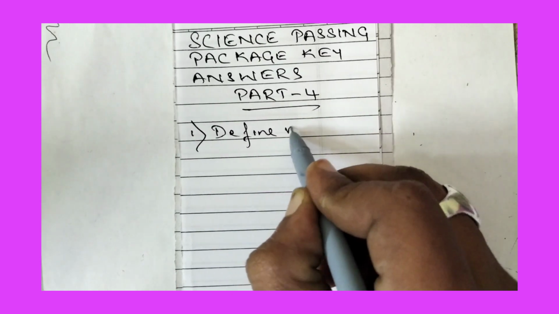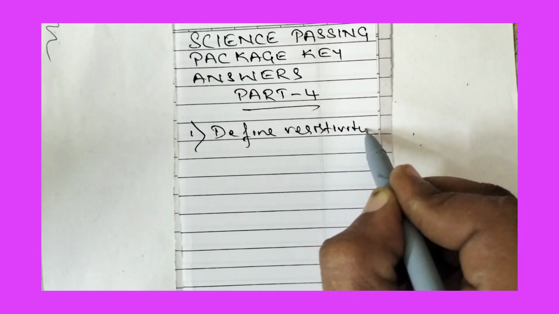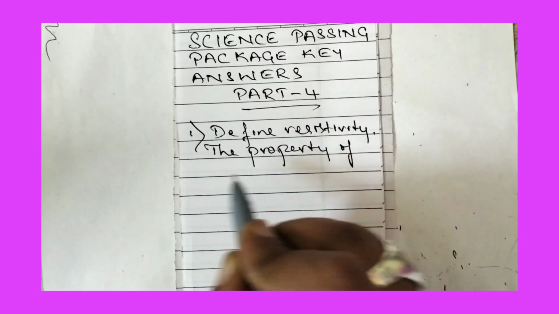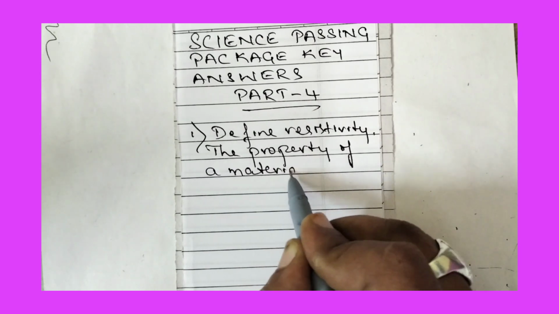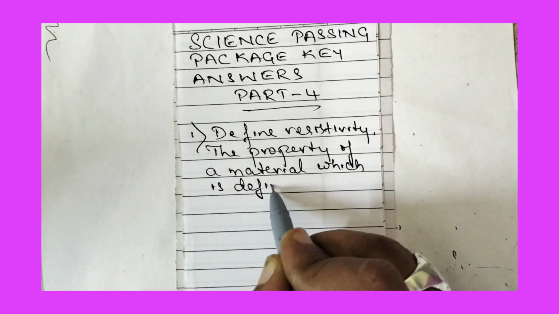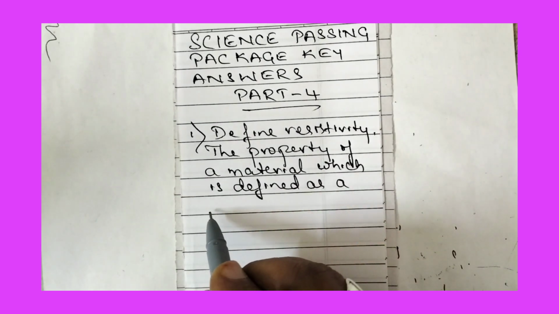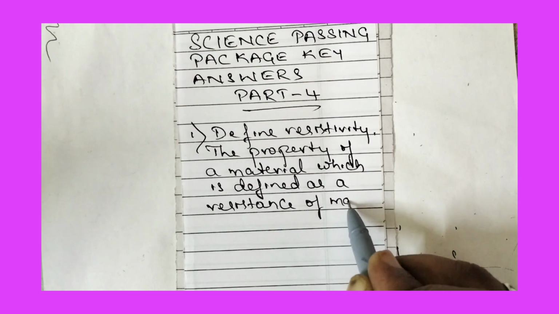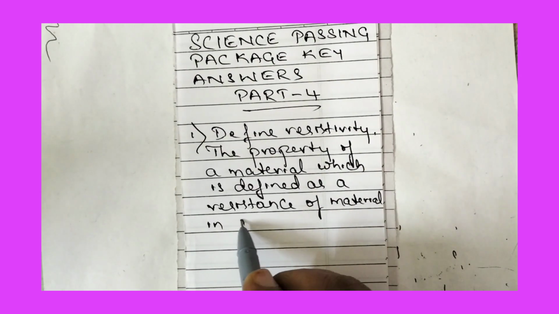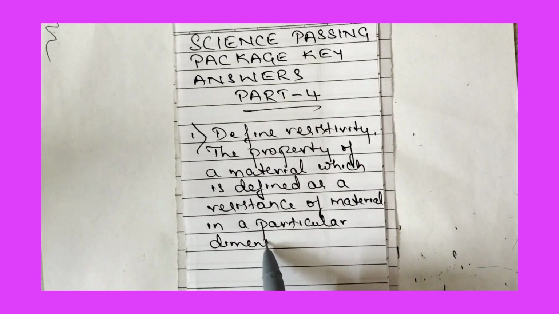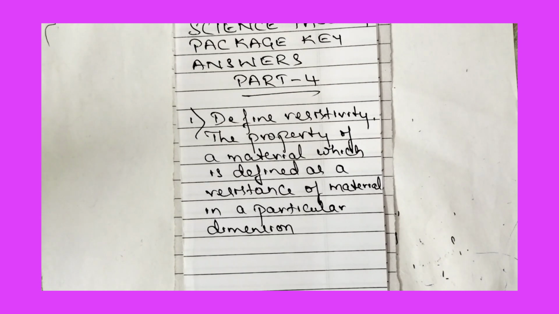Define resistivity. Resistivity is defined as the property of a material which is defined as the resistance of a material in a particular dimension.